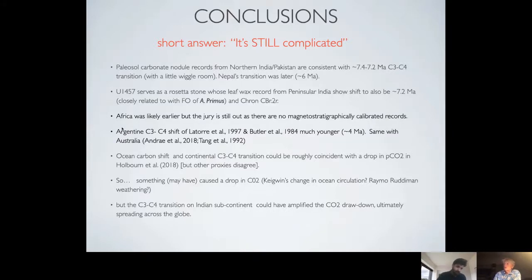Argentina is much younger, and the ocean carbon shift and continental C3-C4 transition could be roughly coincident with a drop in pCO2, but other proxies disagree. So something may have caused a drop in CO2, I don't know, but the C3-C4 transition on the Indian subcontinent could have amplified the CO2 drawdown and encouraged and spread the C3-C4 transition all across the globe. My talk. So, questions?